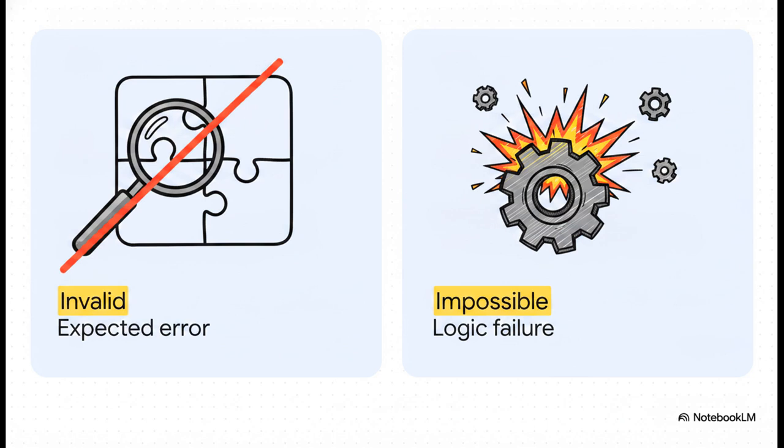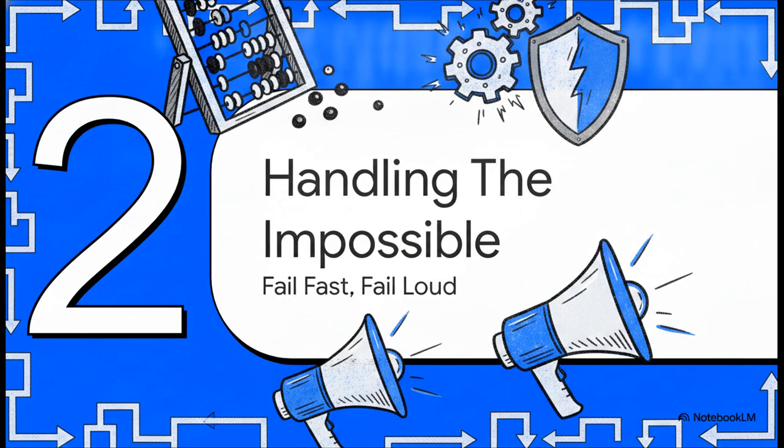If an assert statement fails, it means an invariant that you, the developer, believe to be mathematically certain has somehow been violated. It basically means your contract has a fundamental logic bug. Let's move on to Section 2, handling the impossible.